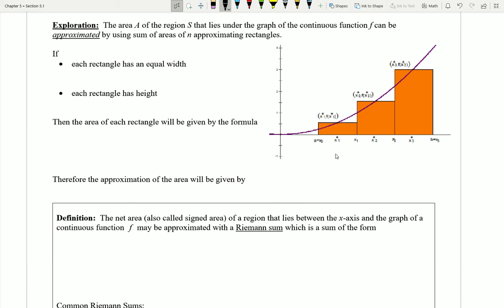But what we need to do at this point is to try to figure out some ways that we can more specifically talk about how we are going to plan to use rectangles to approximate our areas. So let's take a look at the following exploration before we generate a good definition for what we're going to be doing. So let's say that the area A of the region S, which is a region that lies under the graph of a continuous function, can be approximated by using the sum of n approximating rectangles.